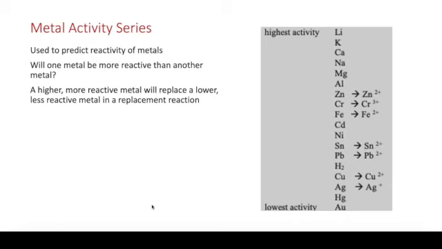In a redox reaction, there's typically two substances. One substance loses electrons, the other substance gains electrons, and those two substances are usually metals. And what happens is electrons are exchanged or transferred between two metals. And this can be predicted using a metal activity series.